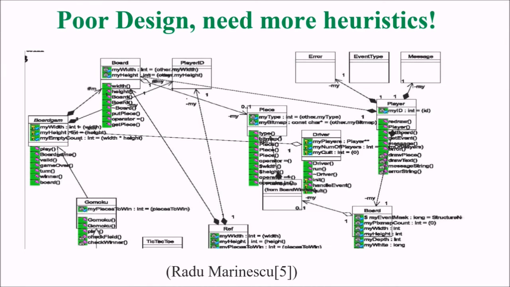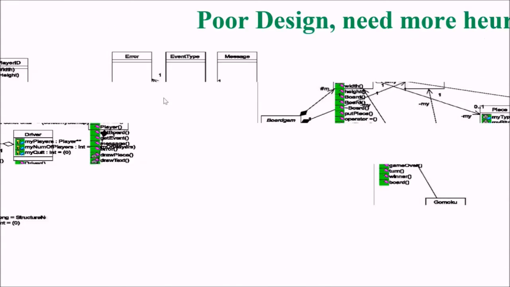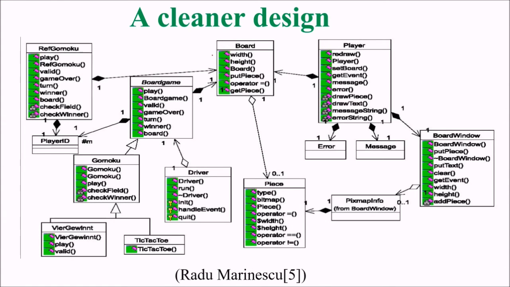So if we have a poor design like this, we need more heuristics. For that, let us make a cleaner design. And this is possible when you use UML.